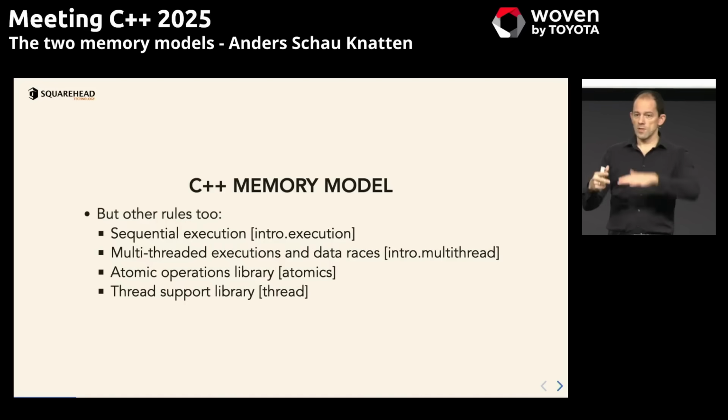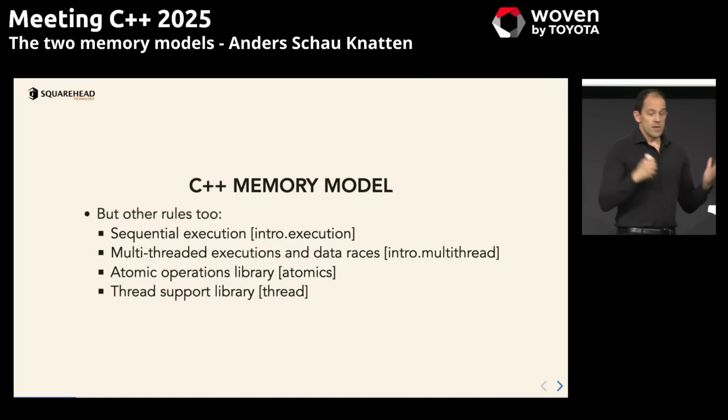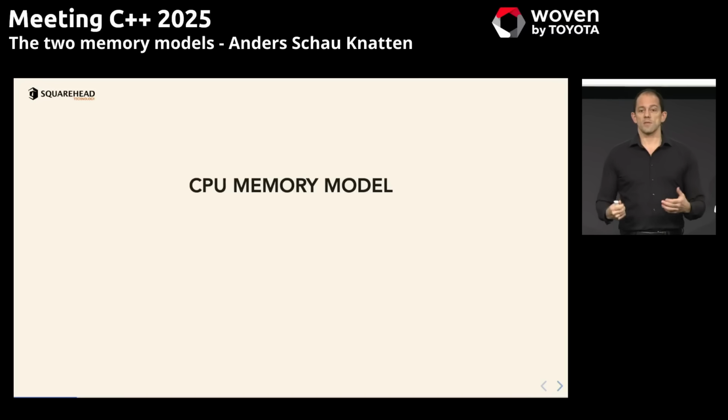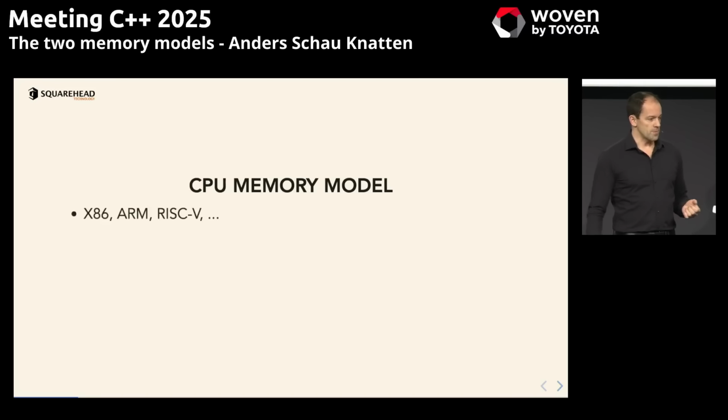You can just read his book, and it describes it in human language rather than in standardese, which helps. And then how can the compiler give you all the promises in all of these sections? It can give you that because it looks at the CPU memory model that it's compiling for. Any CPU that you're compiling for will have a different memory model, and the compiler then knows about these.